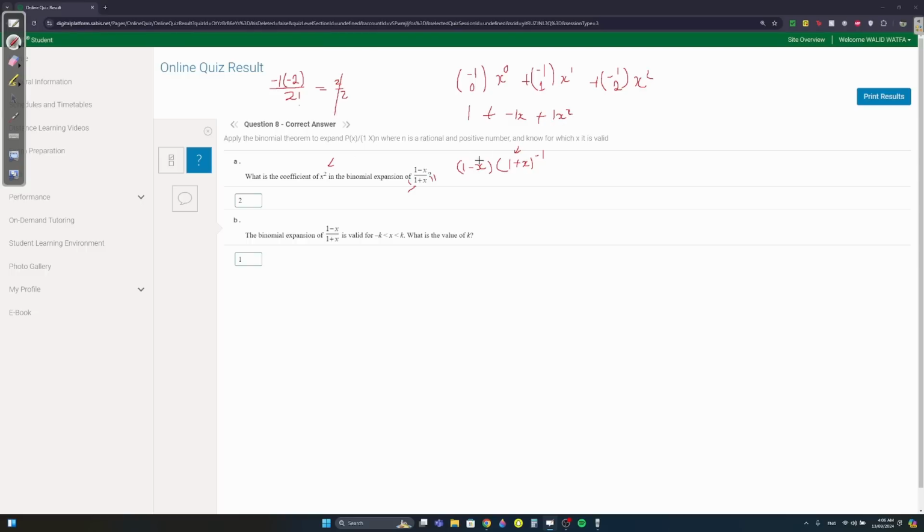Okay, so you get this. This is your expansion. We also can't forget about the 1 minus x. So let's put our brackets. Put 1 minus x.